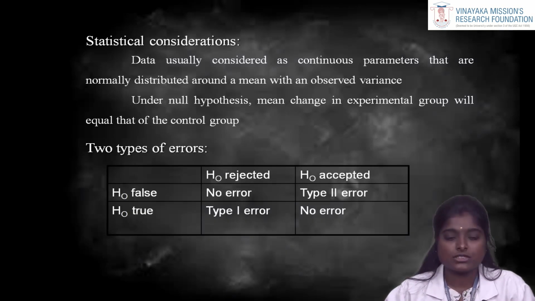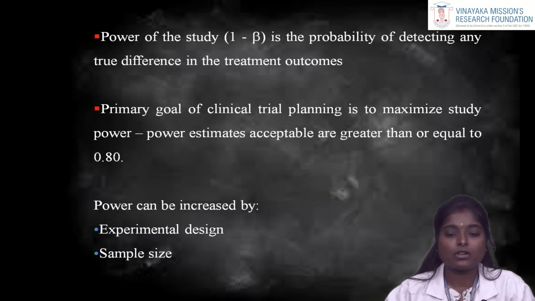So statistical consideration. Data is usually considered as a continuous parameter and normally distributed around the mean with observed variance, and two types of error have to be estimated, alpha and beta error, or type 1 and type 2 error. Type 1 alpha error is always harmful, which says that a false positive result will be accepted. And power of the study is the probability of detecting any true difference in the treatment outcome, and the primary goal of your study planning is to maximize the study power to at least 80% or 0.80. So the power can be increased by experimental design or sample size increase.